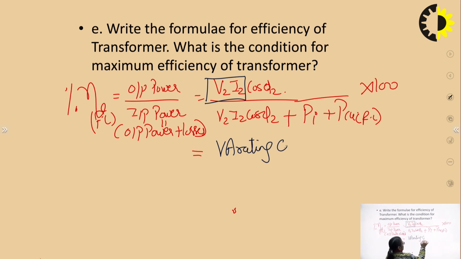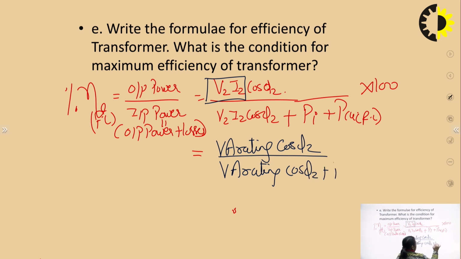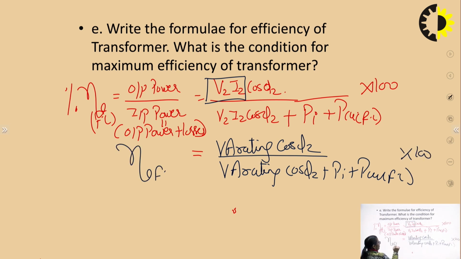So, VA rating into cos phi 2, I may just convert this. Once again, the VA rating into cos phi 2 plus Pi plus PCU at full load into 100 will once again be giving me the efficiency at full load, percentage efficiency at full load, right? This is another way of representing.